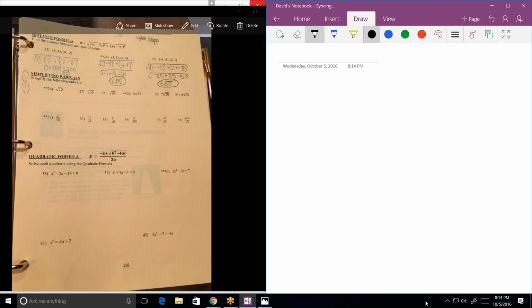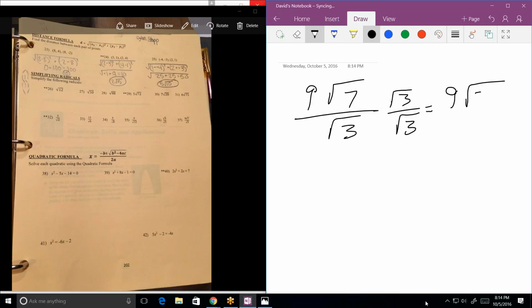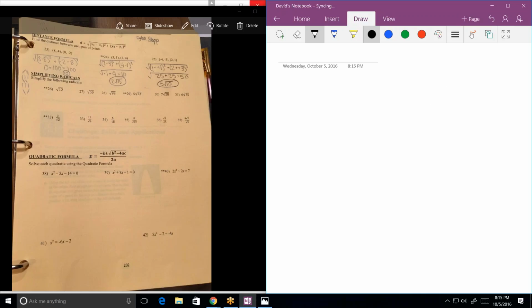And finally, this one. So we multiply by root 3 over root 3. So it would be 9 and then root 21 over 3. 9 divided by 3 is 3, so 3 root 21. Very good. Okay, and that's how you do all of those.